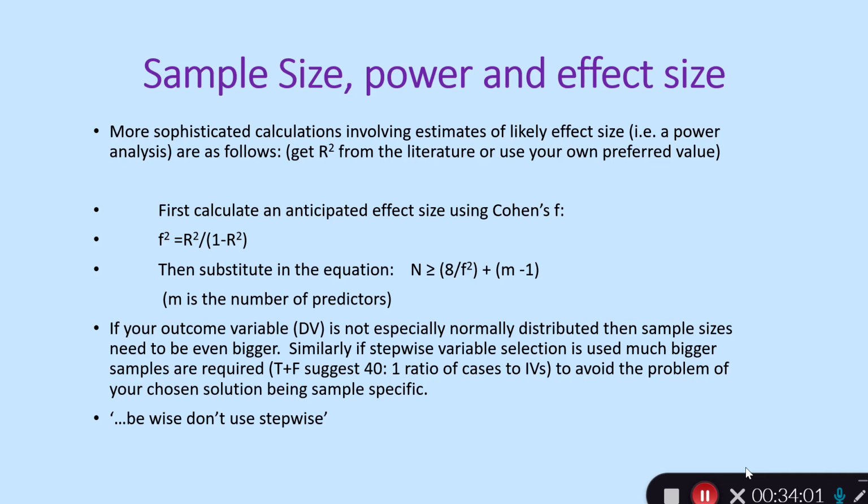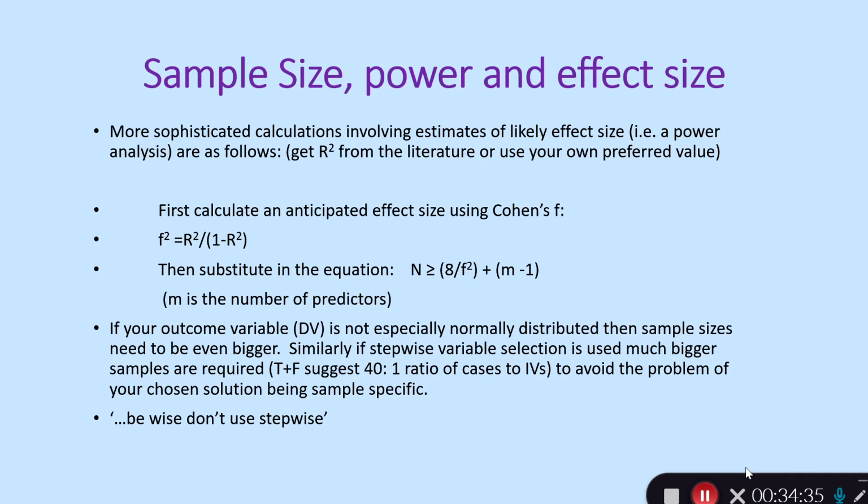A thing to note here is if your outcome variable, your DV, is not especially normally distributed, then sample sizes need to be even bigger. And similarly, if stepwise variable selection is used, much bigger samples are required. I will come on and describe stepwise when we talk about the different types of multiple regression.